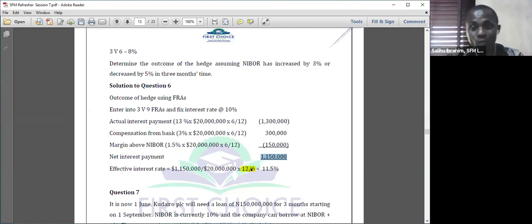So you have to gross it up. From 6/12, you take it back to per annum, and that you can do by just multiplying by 12/6. So effectively, we have borrowed at 11.5%.